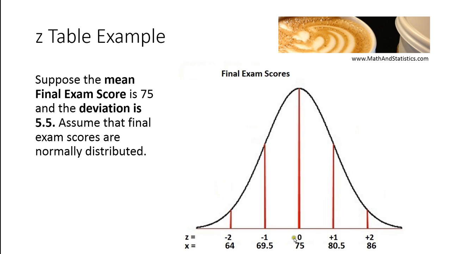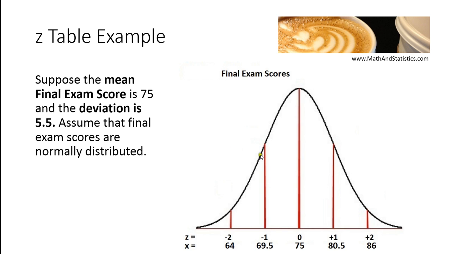And remember, each deviation is calculated by knowing the standard deviation of my own data set, which is 5.5. Same thing going the other way. If I subtract 5.5 from 75, I get 69.5. So that's 1 deviation below the average. If I subtract 11, which is 2 deviations, I get 64.